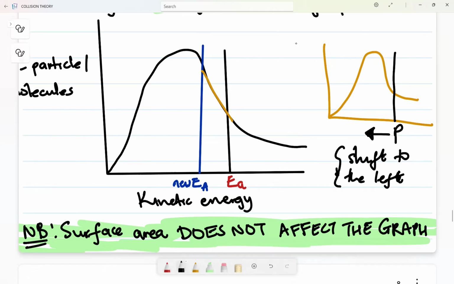Or the value. They might ask you, what will happen to the value of P after a catalyst was added? Will it decrease, increase, or remain the same? Remember, if it goes to that side, it will do what? It will decrease. So people, that's all for the topic now.